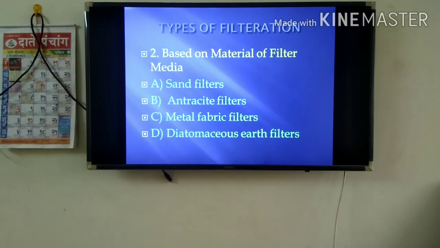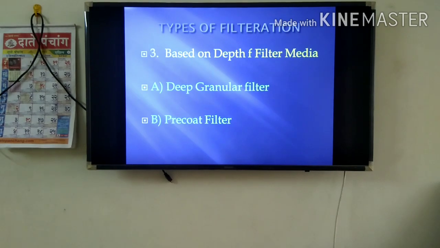The second type is based on the material of the filter media. Under this, first, sand filters. Second, anthracite filters. Third, metal fabric filters. Fourth, diatomaceous earth filters, that is, earth filters. The third type is based on the depth of filter media. Under this, first, deep granular filter and second, pre-coat filter.